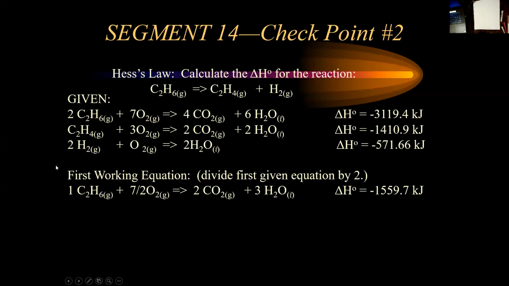Okay. Now, here's a set of 3 given equations. I've got C2H6. I can burn in air easily. I can carry out that reaction very easily. When I do, I measure a heat flow of minus 3119.4 kilojoules. That's a compound called ethane. Here's another compound called ethylene, and I can burn that. And I would get minus 1410.9 kilojoules. I can take hydrogen and burn it with oxygen to make liquid water, and I get this value.